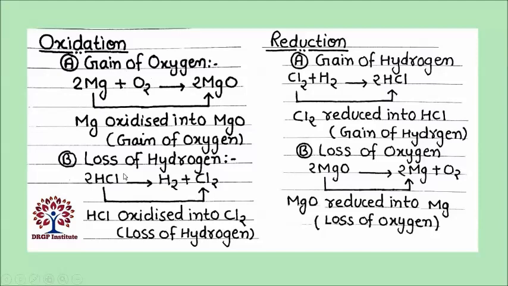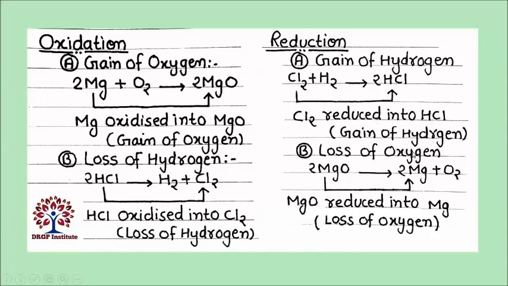If we talk about the oxidation in terms of hydrogen, it is loss of hydrogen. So the equation comes 2HCl giving H2 plus Cl2. So we explain that HCl is oxidized into Cl2. The reduction, when we say it, is the gain of hydrogen. So Cl2 plus H2 giving 2HCl. Addition of hydrogen is there. So we explain that Cl2 is reduced into HCl.